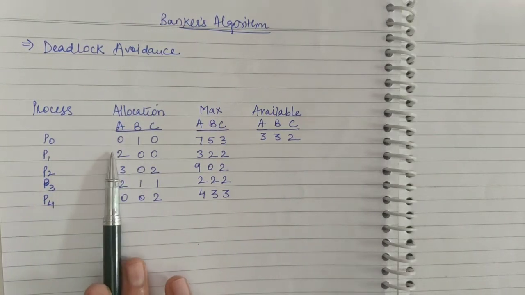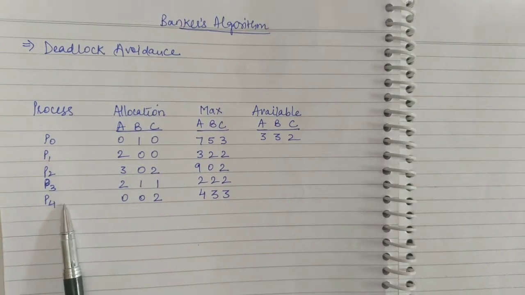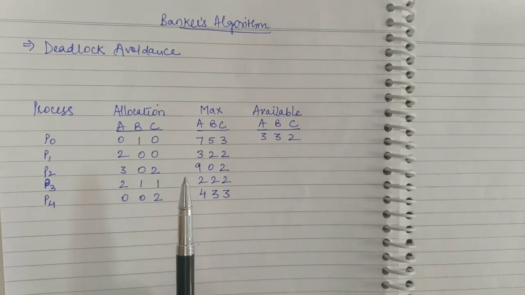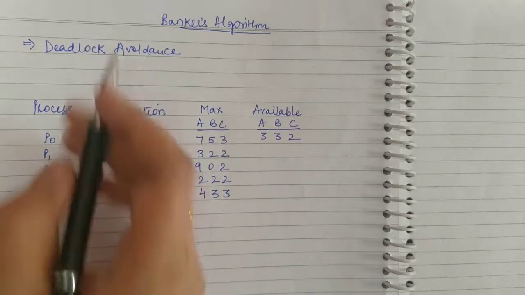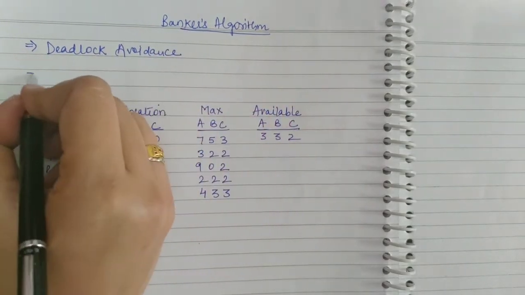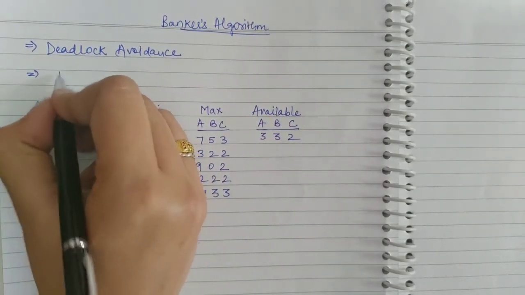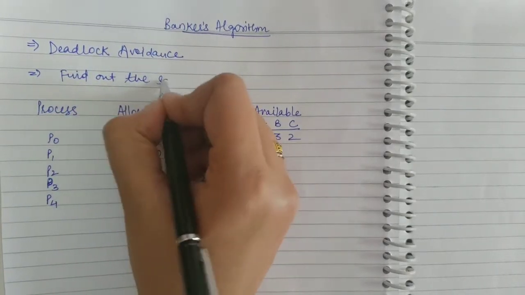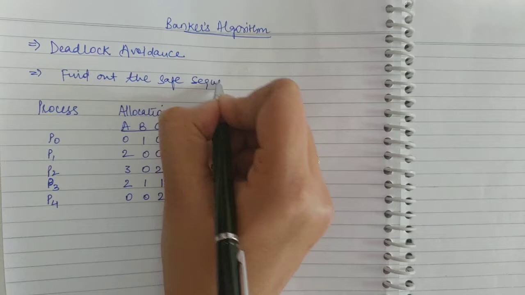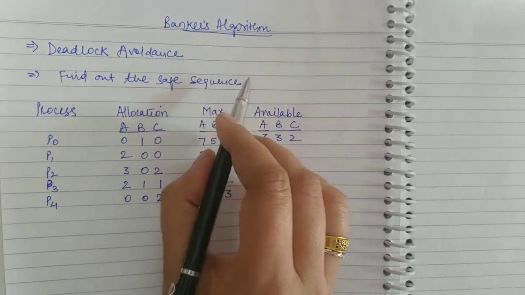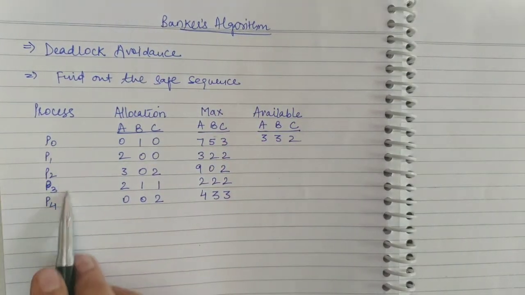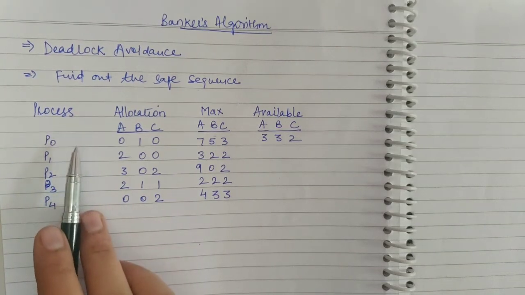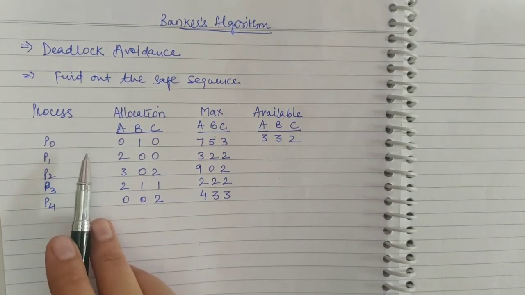So in this example we have taken 5 processes. This type of question will be given to you in your exam, so we'll have to solve it, and using this banker's algorithm we have to find out the safe sequence of the execution of processes. That means we have to find out the order of the execution of these processes so that we do not get the deadlock in our system.